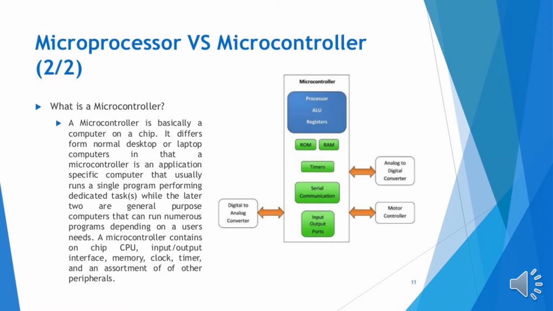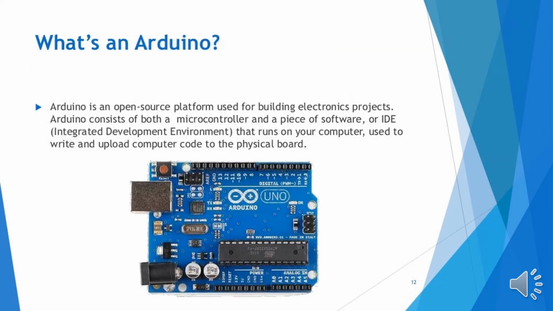So if you want to run various programs, then we can use different types. According to our needs, we can define this particular microcontroller in various types. It mainly consists of a CPU chip, input output interface, memory, clock, timer and an assortment of other peripherals. So this is how a microcontroller works.